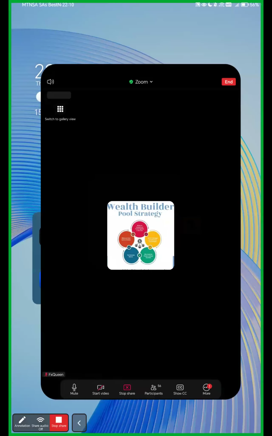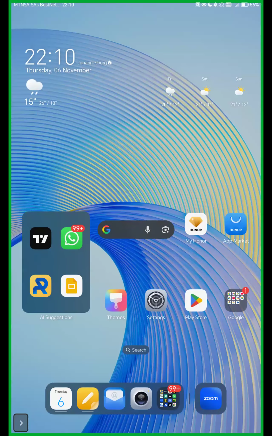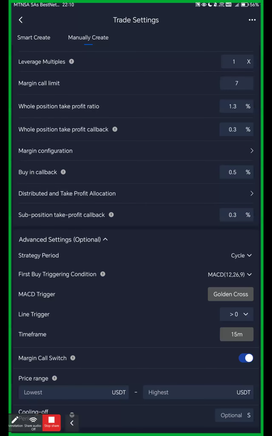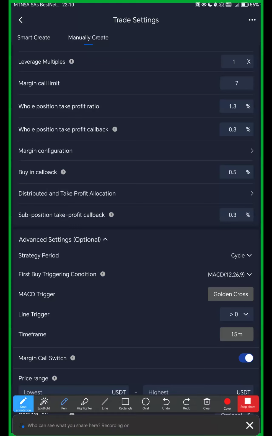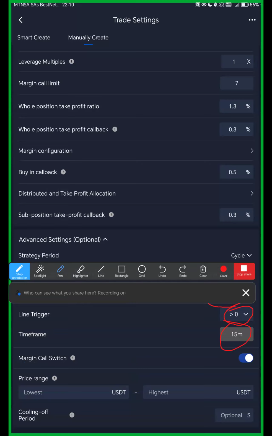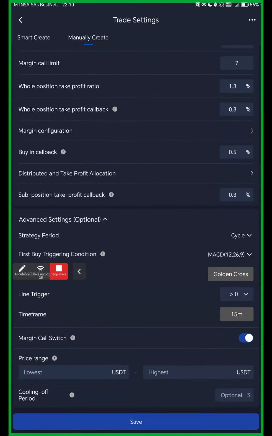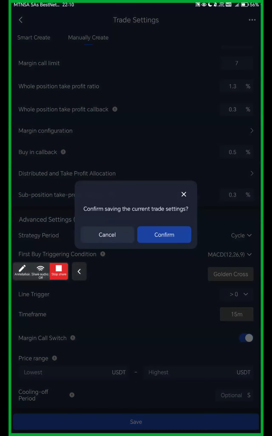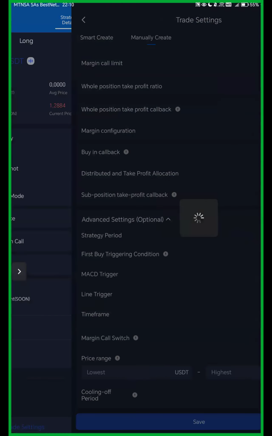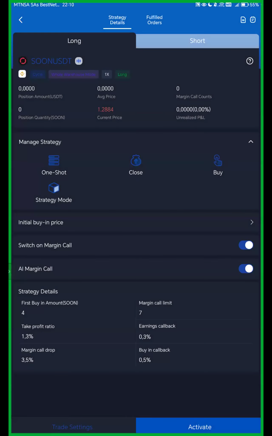So I was here. When you tap on this icon, this is the golden cross. This is a long. Here you're going to choose above or below. The time frame is already given by Royal Q. What you need to do is just come here and tap save. Everything is set. You activate the trade.